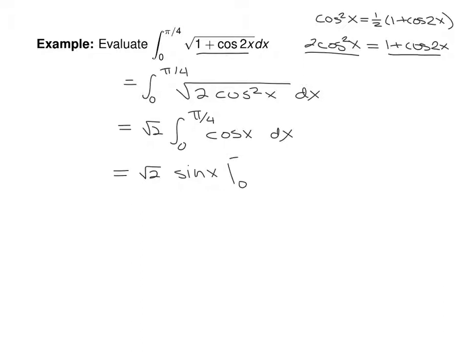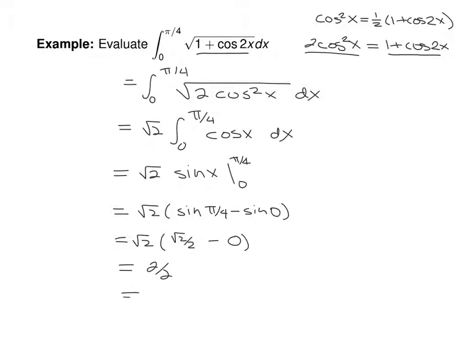So from 0 to pi quarters, now we plug in our values. Root 2 times sine of pi quarters minus sine of 0. Now sine of pi quarters is root 2 over 2. Sine of 0 is 0. So we have, well, root 2 times root 2 is 2. 2 over 2 is 1.